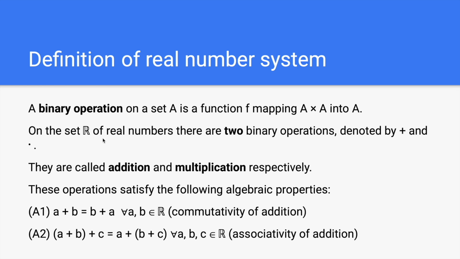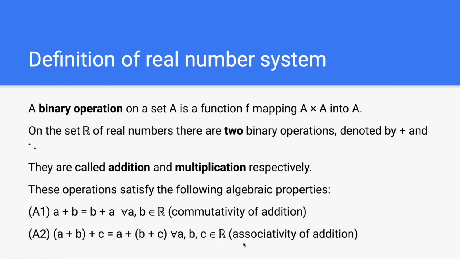On the set R of real numbers, there are two binary operations, denoted by plus and dot. They are called addition and multiplication respectively. These operations satisfy the following algebraic properties. First one, a plus b equals b plus a for all a, b in R. That's commutativity of addition.